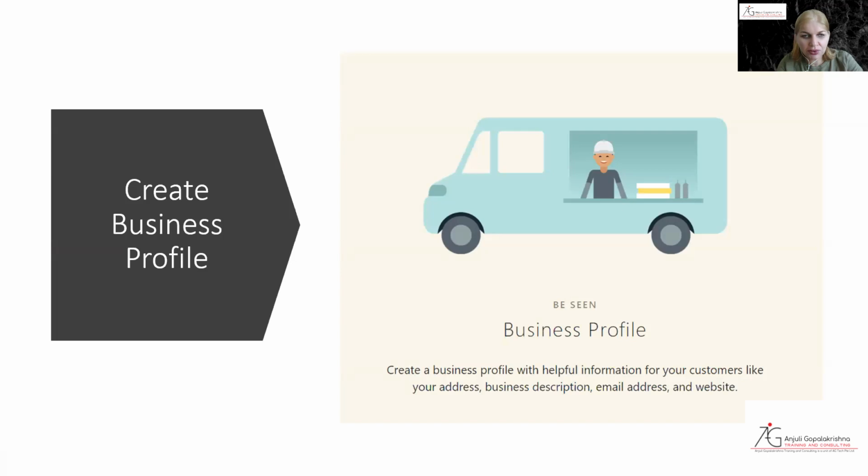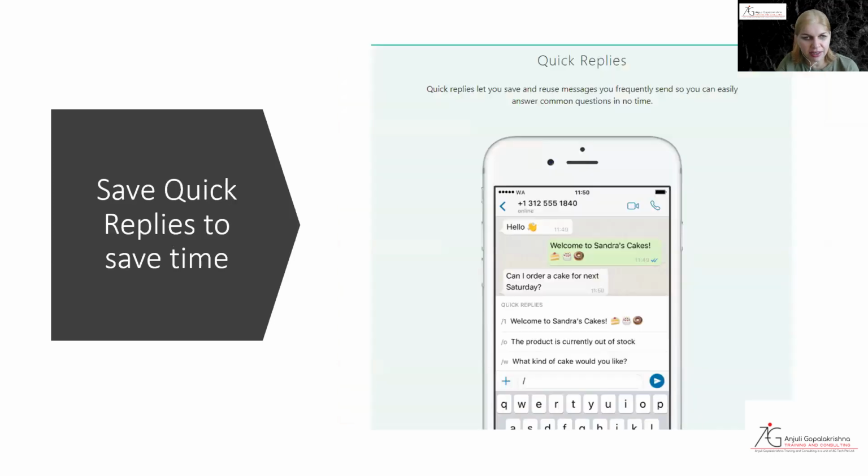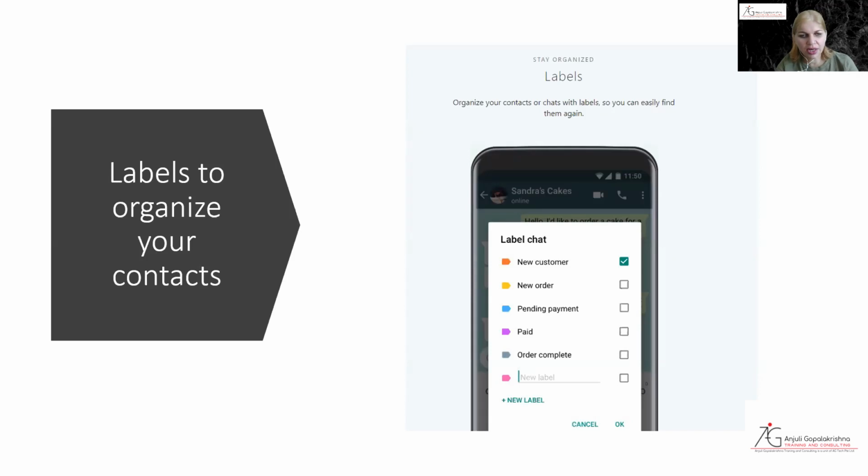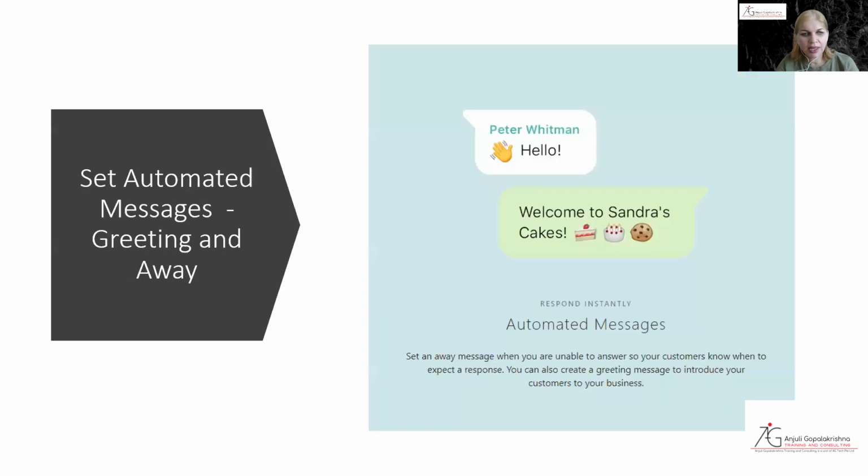I showed you how to create your business profile, and this is a powerful feature. You can set up your business profile and share your website address, share your catalog, or your entire profile can be set up. We also showed you how to save quick replies to save time, and you don't have to type the entire message. You can just create shortcuts, and the moment you type a shortcut, it will type the entire message out for you. I showed you how to organize your contacts in various labels, and I also showed you how to set automated messages such as the greeting message and the away message.